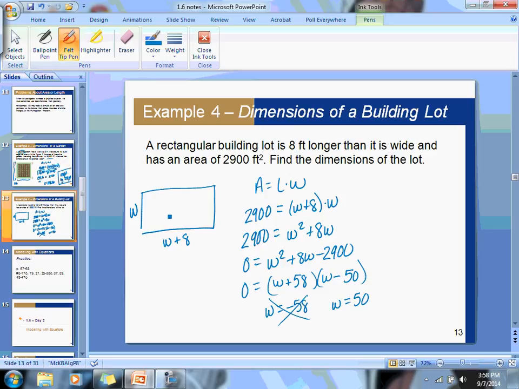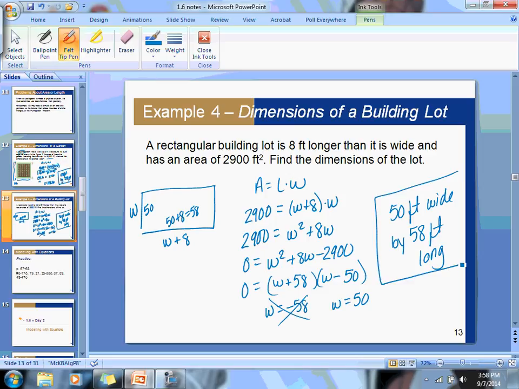And then when we plug the 50 in here, we'll have 50 plus 8, so we do get that 58 back again. So my dimensions are going to be 50 feet wide by 58 feet long. And again, we would want to say that in a complete sentence in a quiz or a test. We would say the dimensions of the lot are 50 feet wide by 58 feet long.